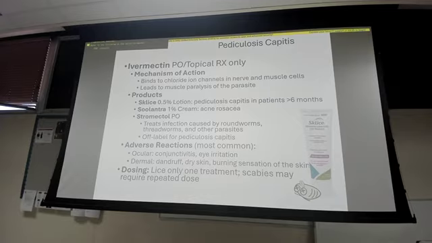Okay, and our last one, ivermectin. This is a little different because it also comes PO and topical, also prescription only. This is a paralysis of the parasite. There's a couple different products. So there's a lotion, and that'll be for older than 6 months, so not 6 months. So the previous one is your 6 months and older, and then your ivermectin is older than 6 months.